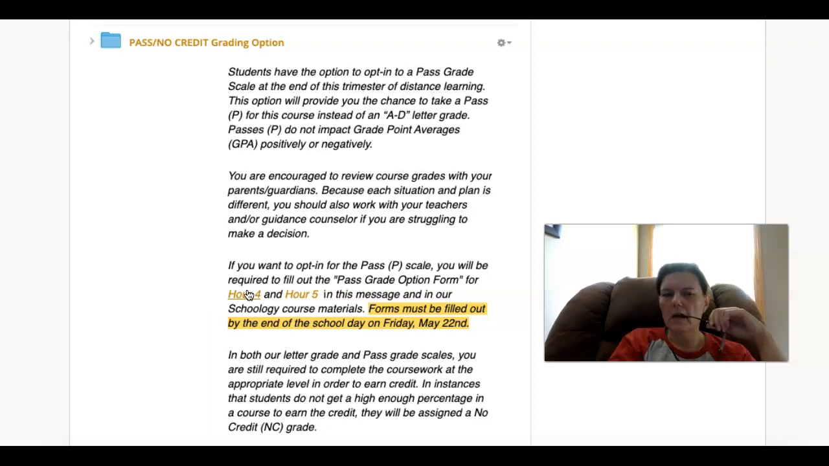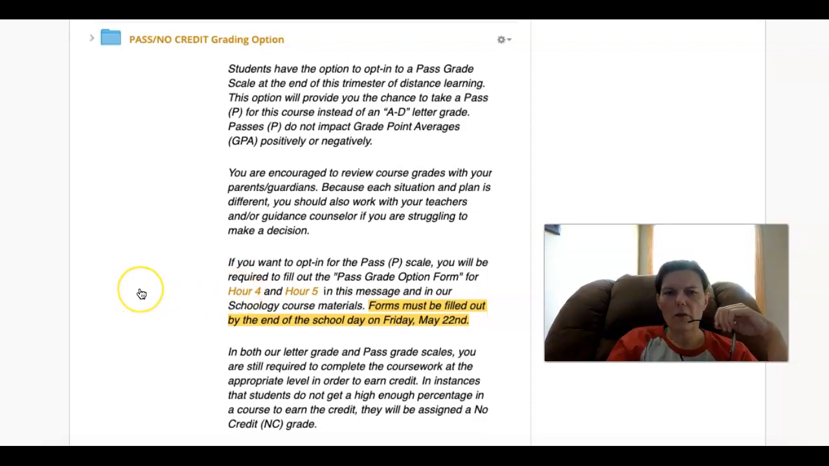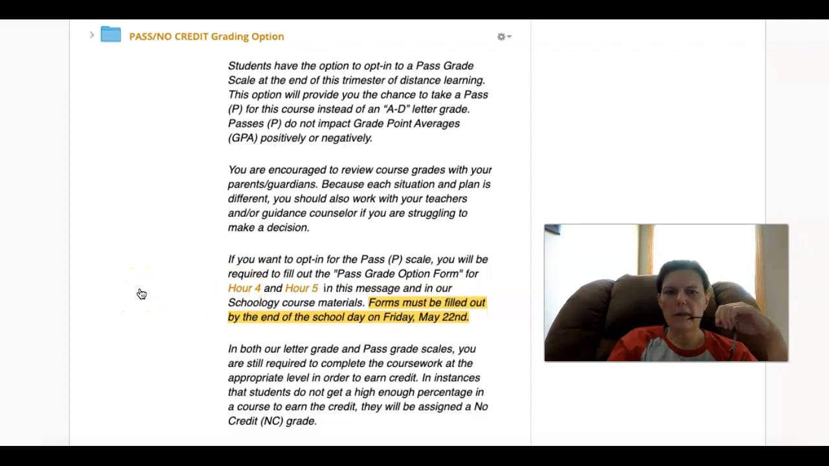All of your teachers should have shared this with you, and there should be a form like this in all of your classes. You can opt in to just math and get grades for the rest of your classes, or you can opt in for all of them. Some people were thinking they had to decide for all, that if they did it for one class, they had to do it for all. Nope, it's a case-by-case basis. And if you have questions on that, feel free to email me or make an appointment.